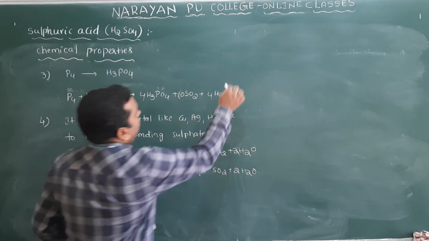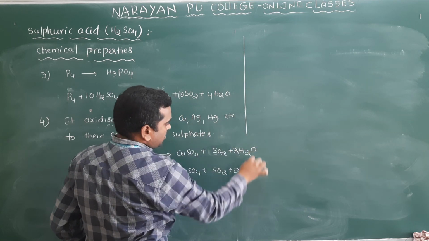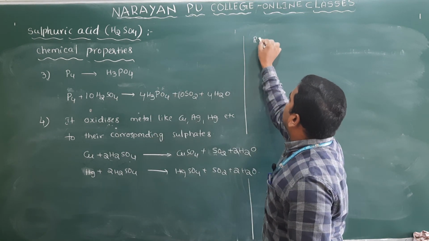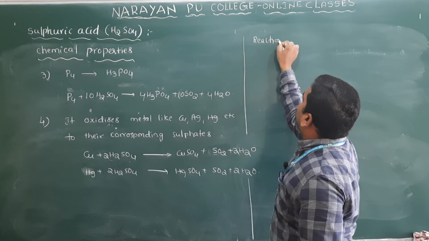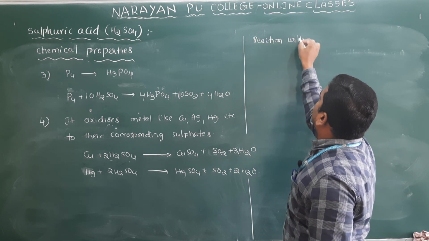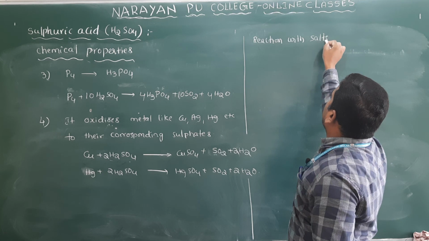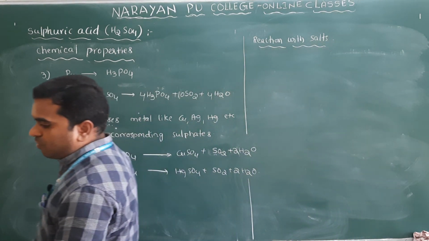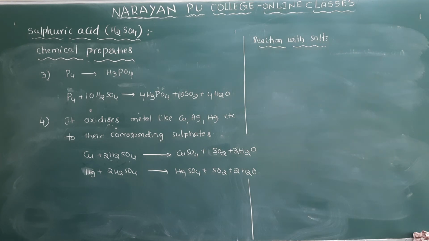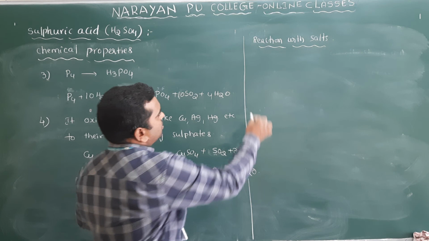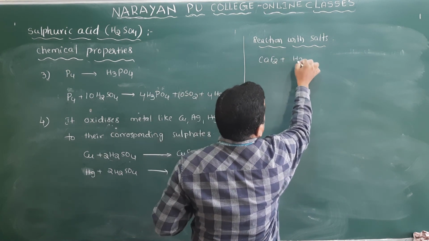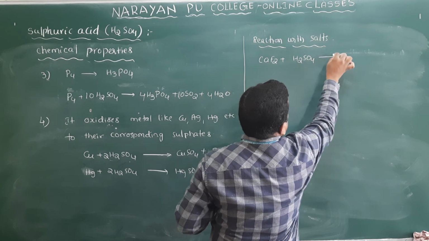So this was about oxidizing properties, and the next one is reaction with salts. Salts means calcium fluoride or calcium chloride, NaCl, HNO3. Suppose we take the compound calcium fluoride, is it a salt or not? And treat this one with H2SO4, then what will you get?